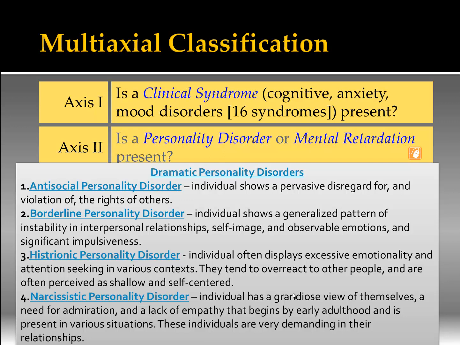And here this individual shows a pervasive disregard and violation of the rights of others. As we talked about, this person is out to get whatever they want. Their id is in domination, and they know very few, if any, moral boundaries, and they'll run over anybody. They'll do whatever they have to do to satisfy their hedonistic needs.